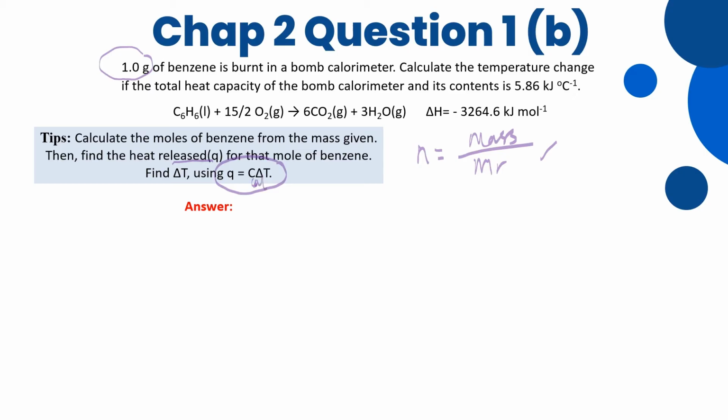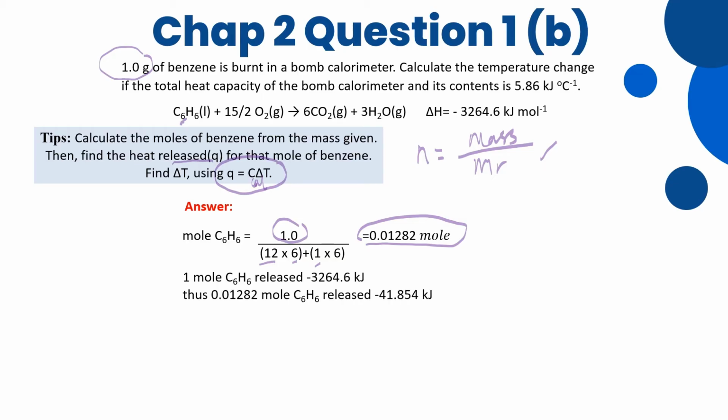Okay, so let's find the mole first. Mole of benzene: the mass is 1 gram, divided by the molar mass. So C6, C is 12 times 6, because there are 6 carbons, and hydrogen is 1 gram per mole, so times 6. So we will obtain the number of moles, which is 0.01282.